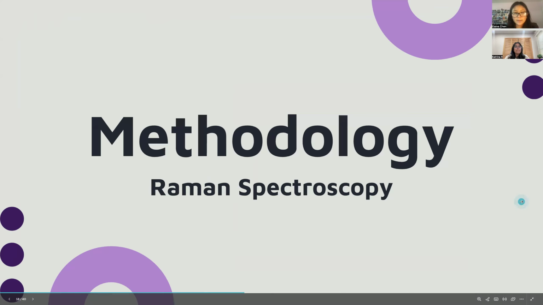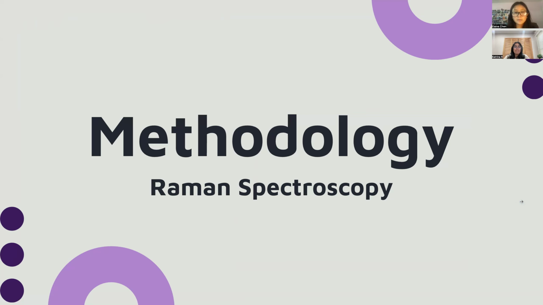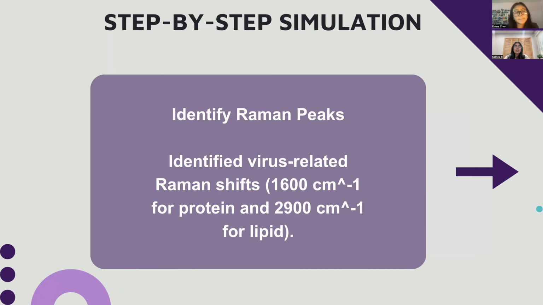Now for our Raman modeling side of our methodology. We started by identifying the two key Raman shifts associated with the influenza virus, which is around 1600 inverse centimeters for proteins and 2900 inverse centimeters for lipids. And these act as our anchor points for generating virus-related spectral signals.